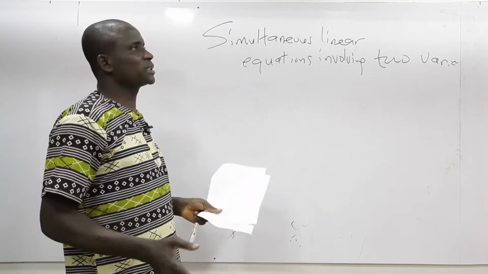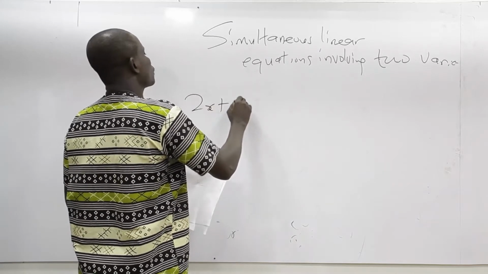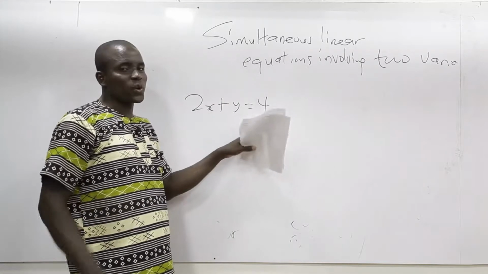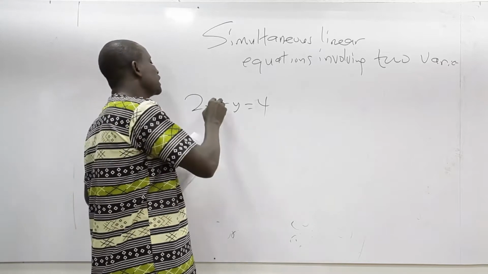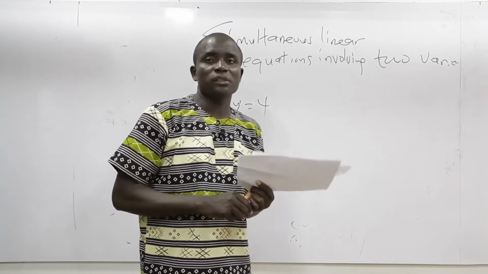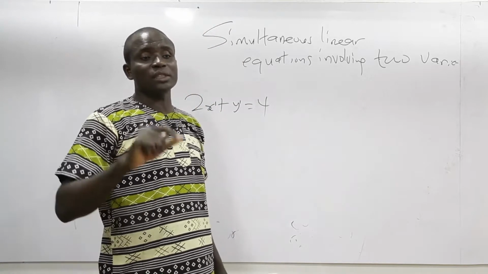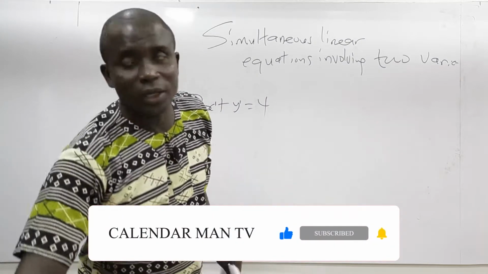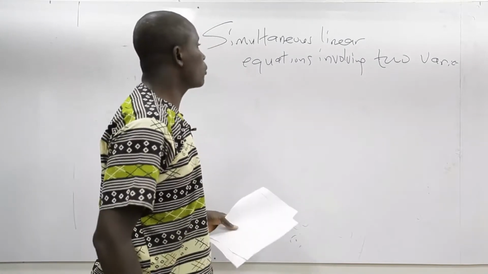It will be recalled that we said if you have something like, let's say, 2x plus y is equal to 4, this is a linear equation because the maximum exponent here is 1. That is, here's 1, here's 1, the exponent. So we are talking about a linear equation. And we said that if you see the highest exponent to be, let's say, 2, that is a square, it means a quadratic. But now, we are talking about simultaneous equations involving two variables, okay?